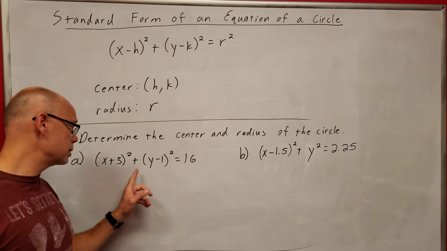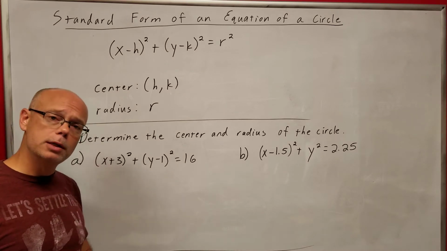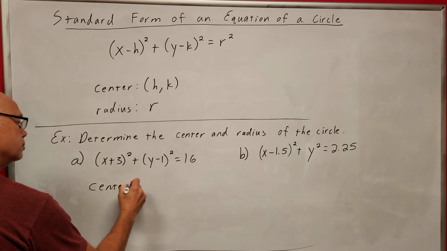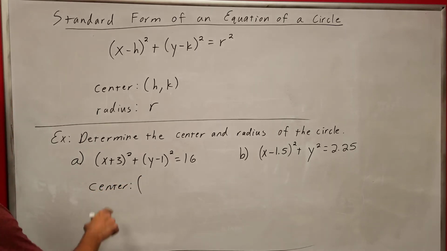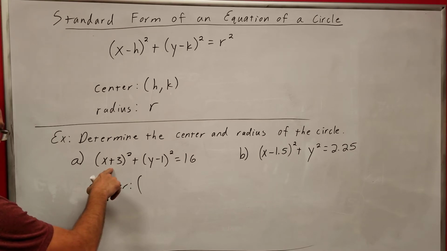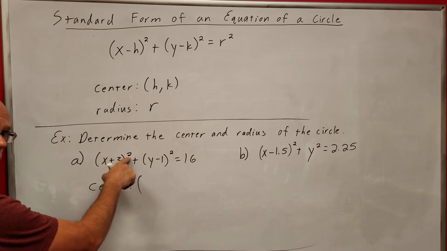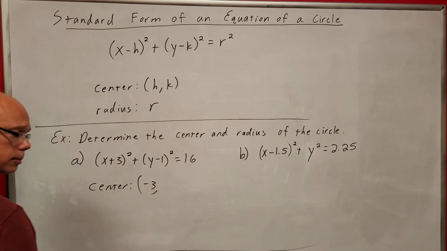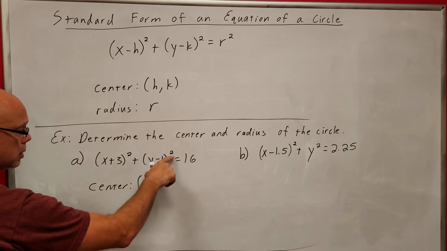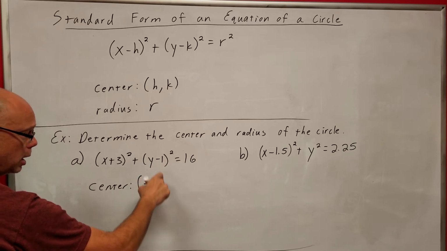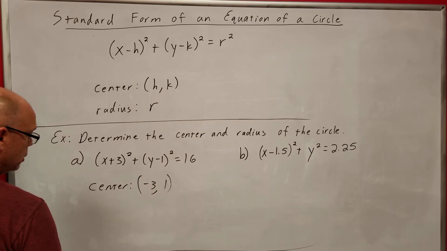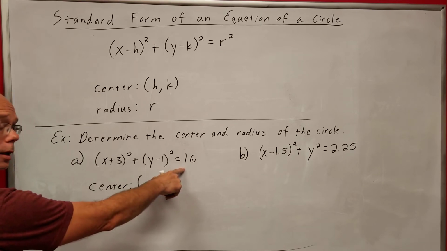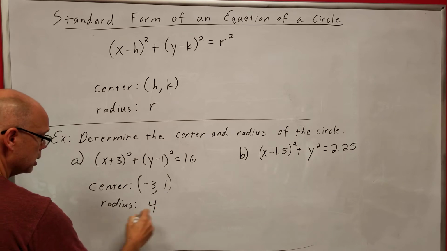All right, so I have (x plus 3) squared plus (y minus 1) squared is equal to 16. Center. The center of this circle is going to be, I have x plus or minus some number squared, so the center is going to be the opposite of this number here, which is negative 3. And then with your (y minus 1) squared, take the opposite of the number that's with y. That's 1. And your radius is going to be the square root of this number here, just a positive one. So that is 4.